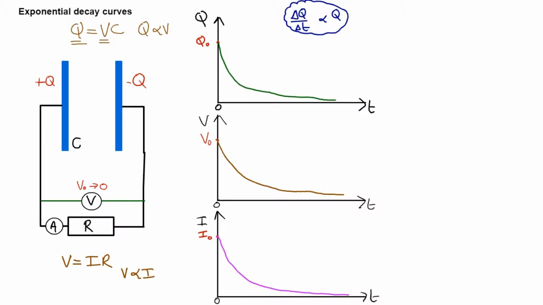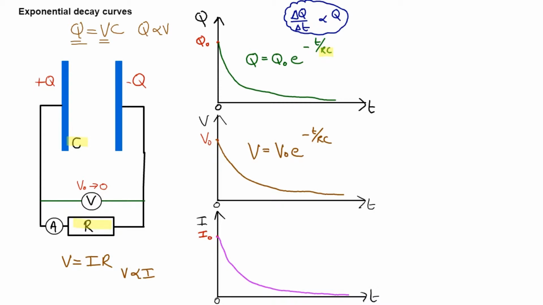So the charge varies so that the charge at time t, some people write a little t there, but I'm not going to, is equal to the initial charge, the charge at time 0, times e to the minus t over RC. The voltage graph is exactly the same. The voltage at time t is equal to the initial voltage times e to the minus t over RC. R and C, of course, are the resistance and capacitance of the resistor and the capacitor in the circuit.